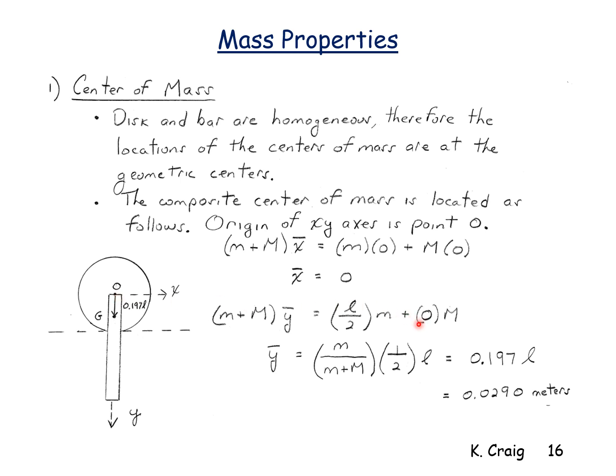0. If I solve this, I find Y bar is equal to 0.197 L, or using the measured value of L, 0.0290 meters from point O along the bar. That's the mass center for the composite body.